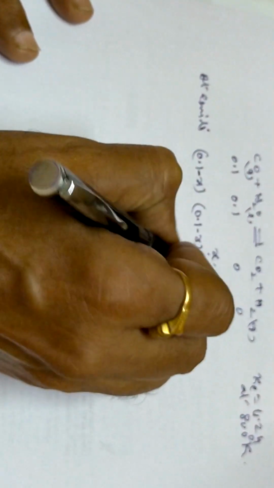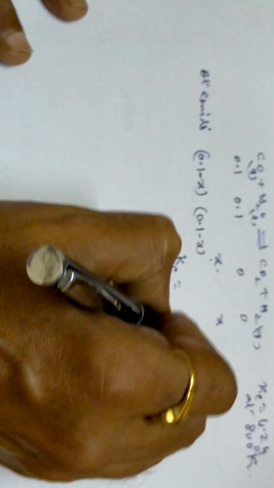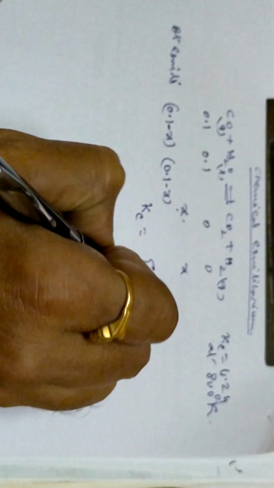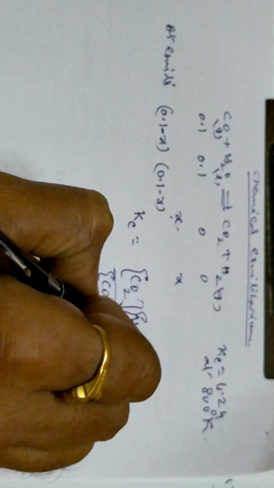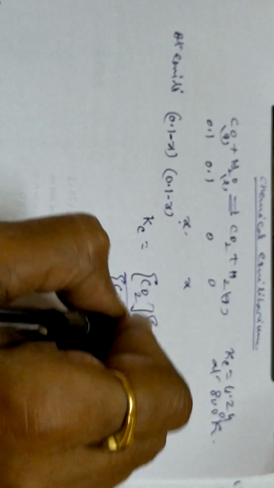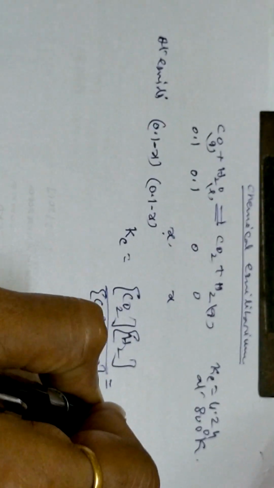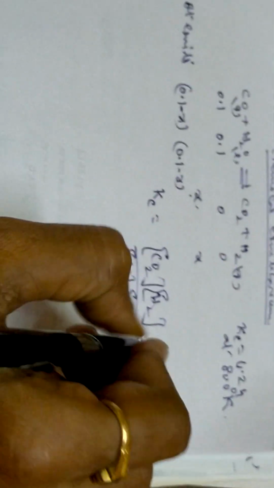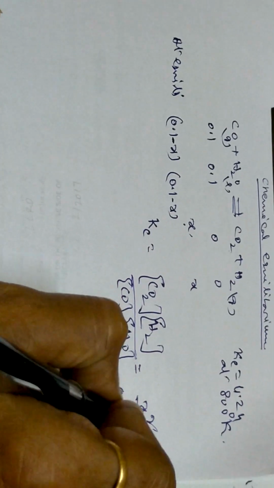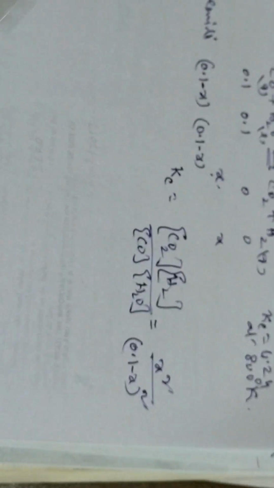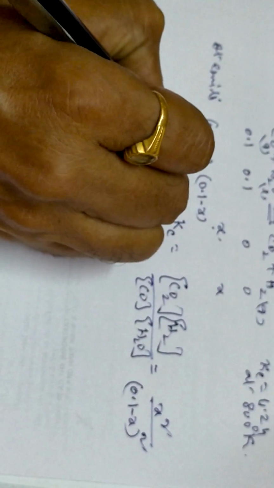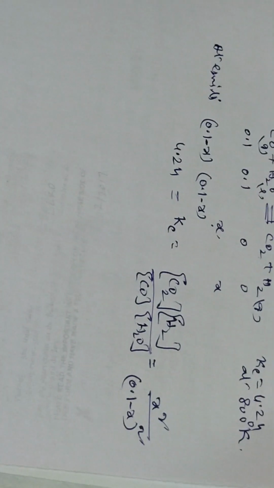Now what is the Kc? The Kc equation is the CO2 concentration times the H2 concentration, divided by the CO concentration times the H2O concentration. CO2 and H2 give x into x, directly I am writing x squared, divided by 0.1 minus x whole squared. The Kc value equals 4.24, which was given at 800 Kelvin.